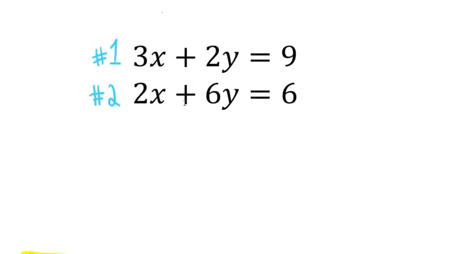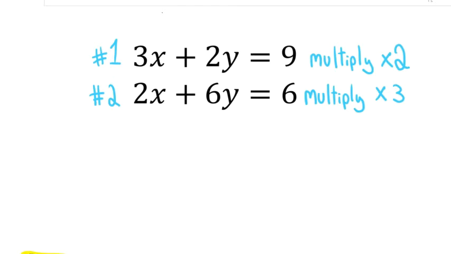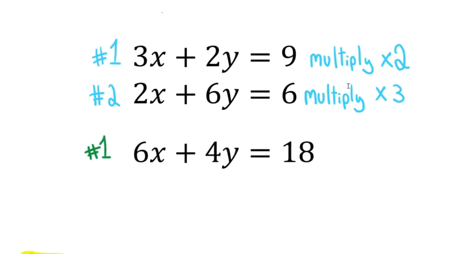In this example, we are going to eliminate the x variable to be left with our y variable. To make 3x and 2x equal, we must multiply all terms on each side of the first equation by 2. And all of the terms on each side of the second equation will be needed to multiply by 3. The result of the first equation is going to be 6x plus 4y equals 18.